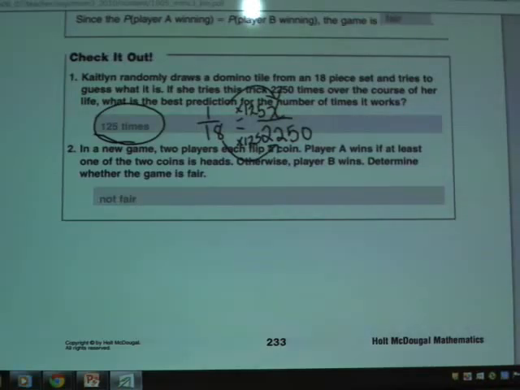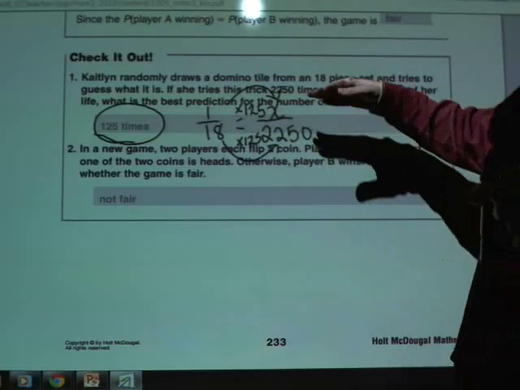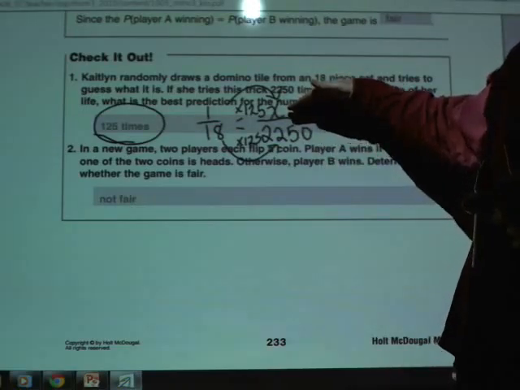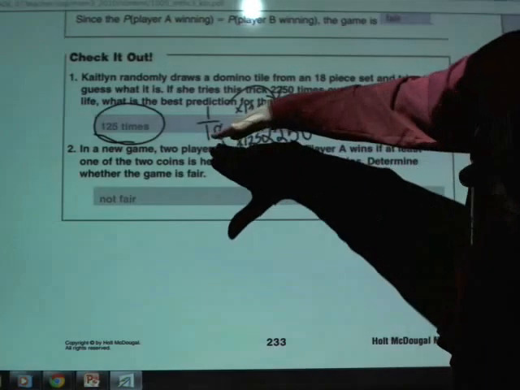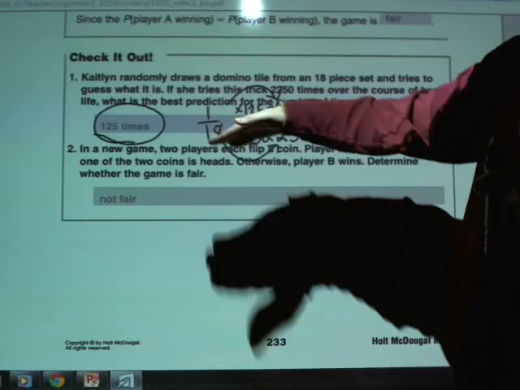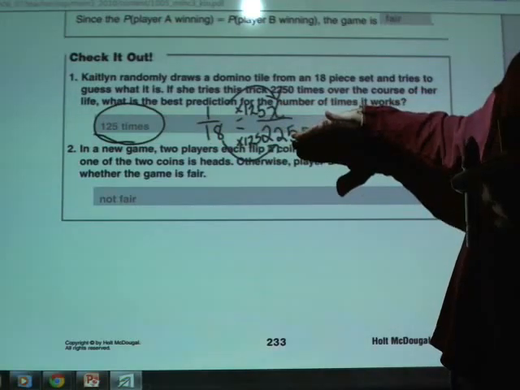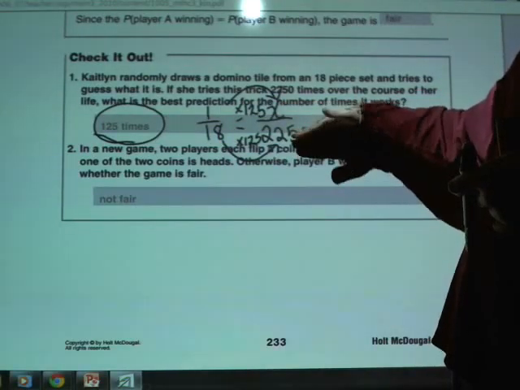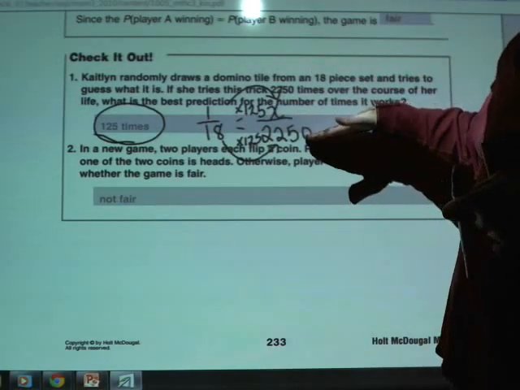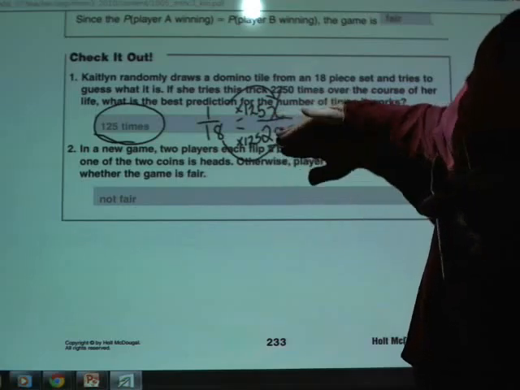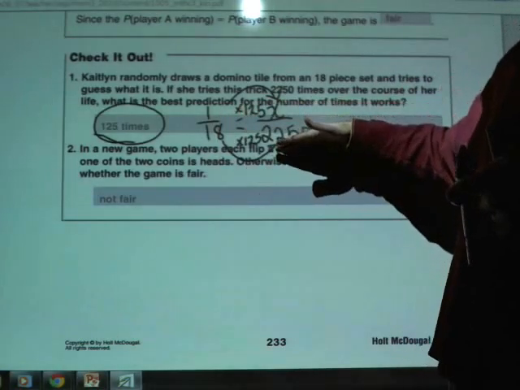Notice the way I set up my proportion. We know probability is always how many times it wins or works, or whatever you want me to say, compared to the total number of possibilities. So originally, with 18 times, it worked one way. Here, 2,250 different tries, here's how many times it worked. Both of these numbers on the bottom represent the total number of possibilities. That's why they're both in the bottom.